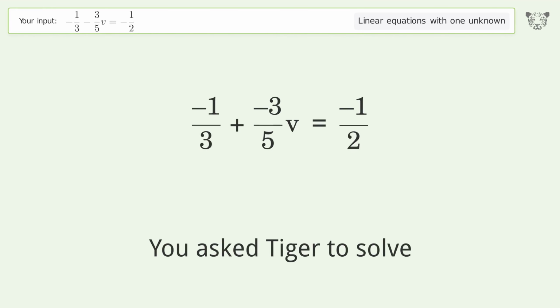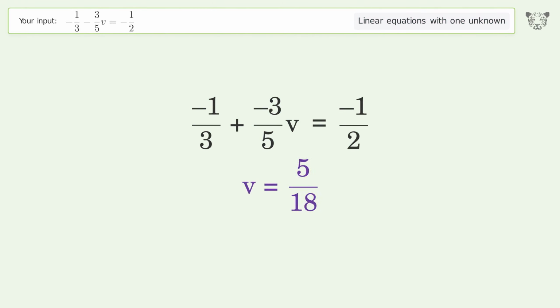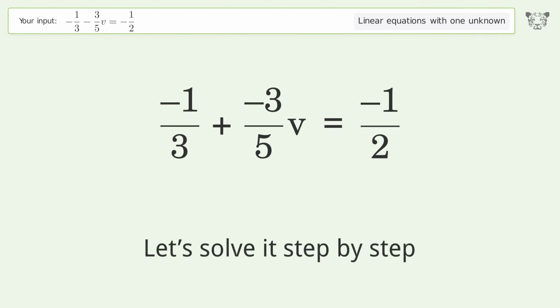You ask Tiger to solve. This deals with linear equations with one unknown. The final result is v equals 5/18. Let's solve it step by step.